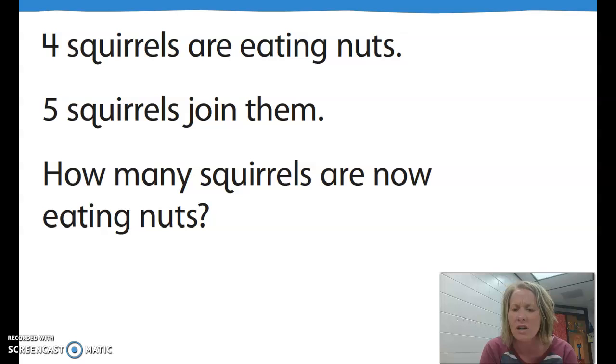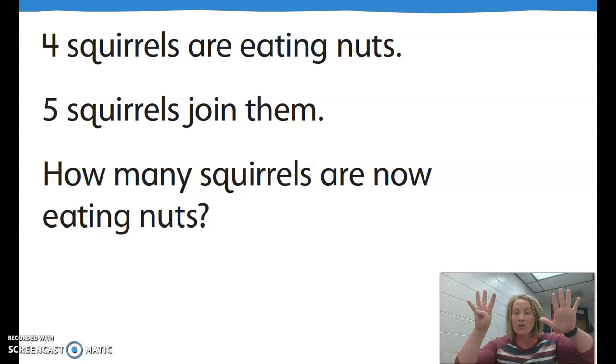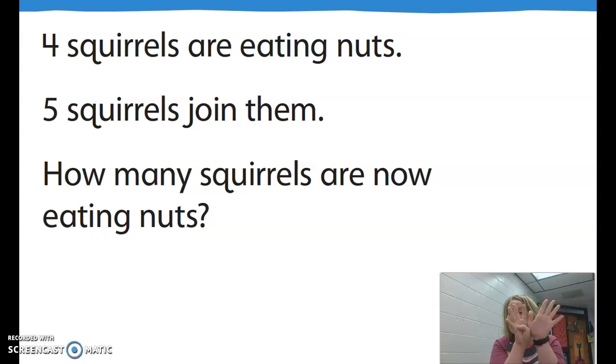Let's see. 4 squirrels are eating nuts. 5 squirrels join them. How many squirrels are now eating nuts? So what do you guys think? Are we putting together or taking away? You're right, we're putting together. So there were 4. 5 more joined them. We put those together. How many do we have? You're right, there are 9 squirrels eating nuts. Nice job, boys and girls.